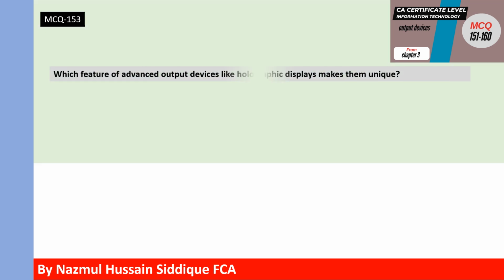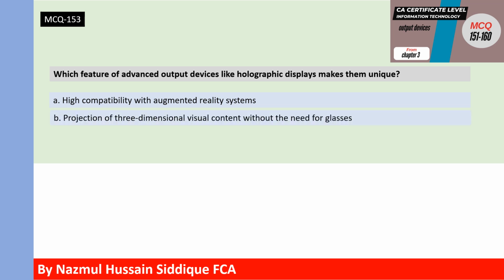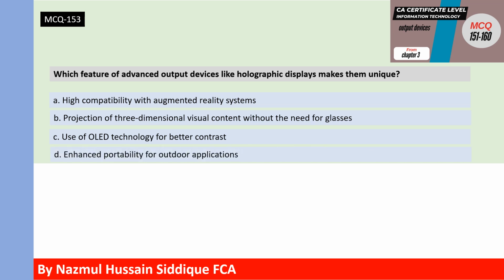Next question. Which feature of advanced output devices like holographic displays makes them unique? Option A, high compatibility with augmented reality systems. Option B, projection of three-dimensional visual content without the need for glasses. Option C, use of OLED technology for better contrast. Option D, enhanced portability for outdoor applications.